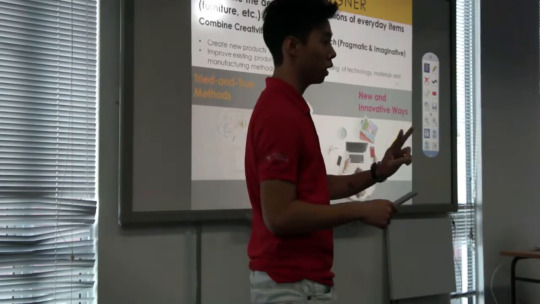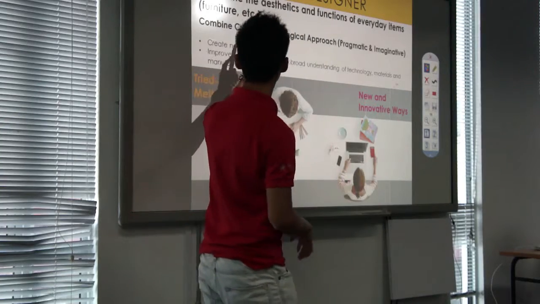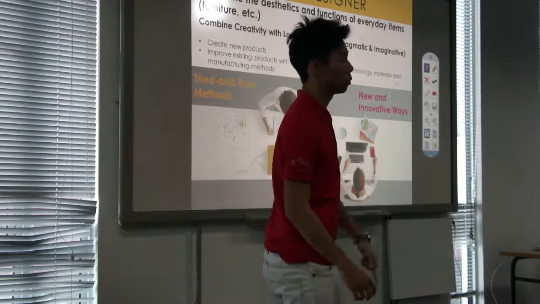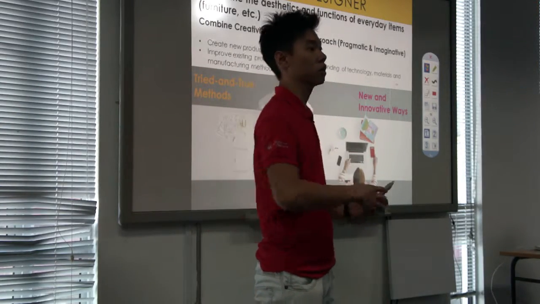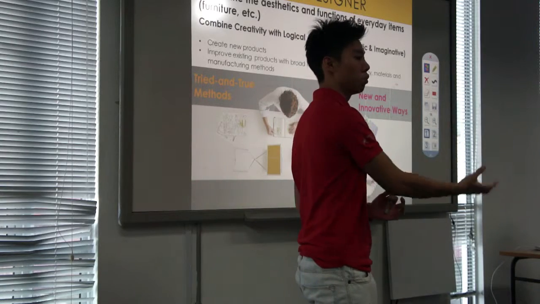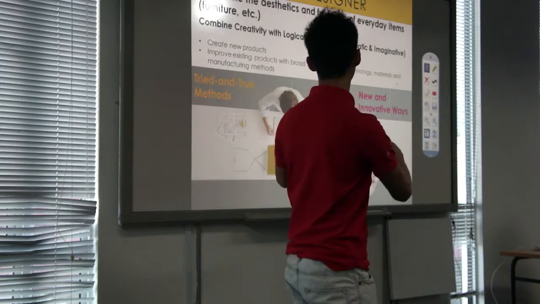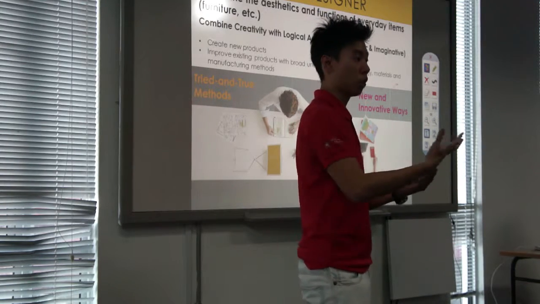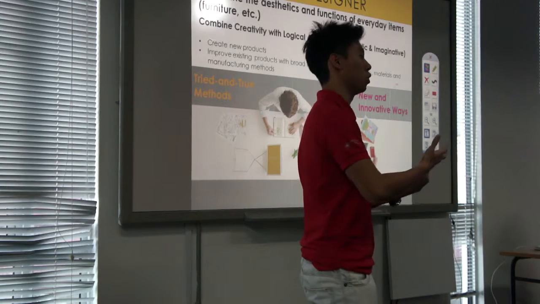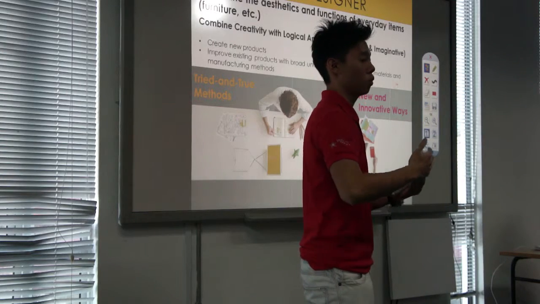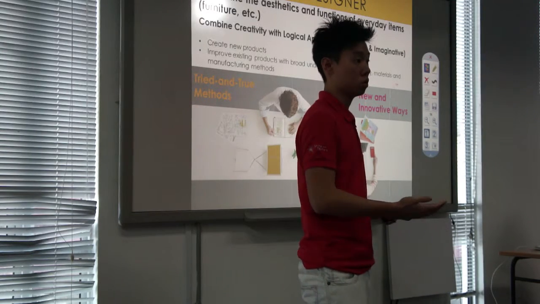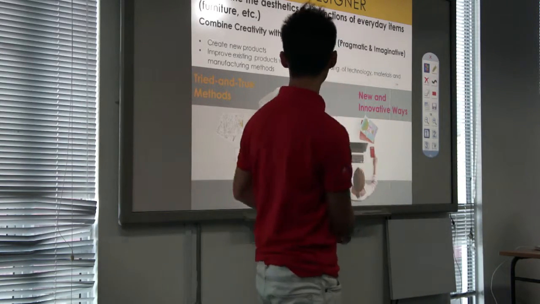There are two things a product designer has: creativity and a logical approach. Creativity is thinking out of the box. Like a chair, you can actually improve it. A chair will never always be a chair. And for the logical approach, even though your product is good, you have to have the logic that it's usable and it's legit.